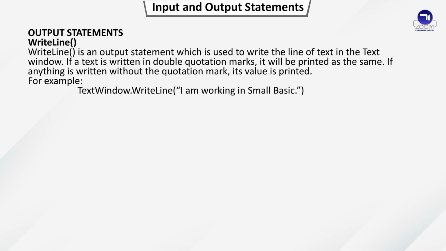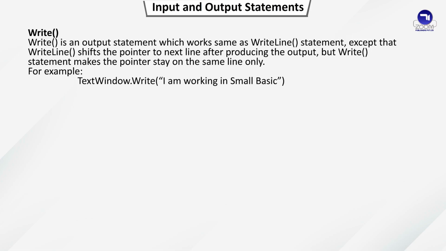Output statements. WriteLine. WriteLine is an output statement which is used to write the line of text in the text window. If a text is written in double quotation marks, it will be printed as the same. If anything is written without the quotation marks, its value is printed. For example, TextWindow.WriteLine("I am working in Small Basic").